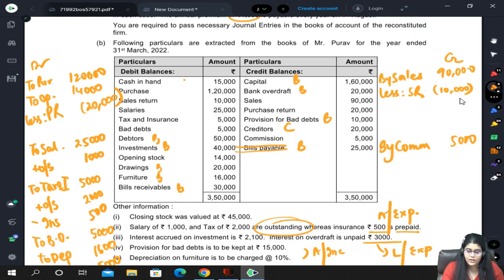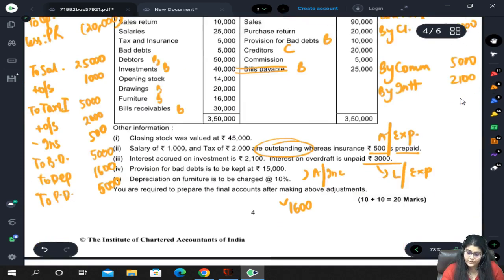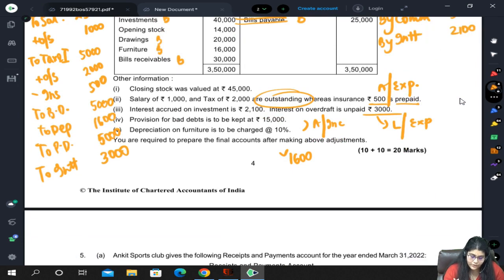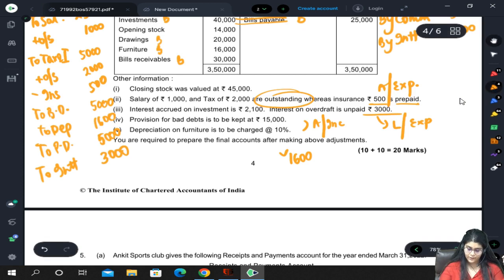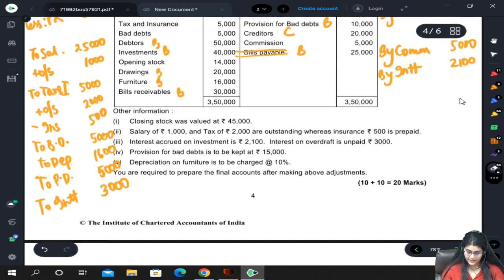Now closing stock of 45,000. Interest accrued on investment by interest, 2,100. Interest on overdraft, again an expenditure, to interest, 3,000. Provision done, depreciation done. So now we can finalize our PL account.